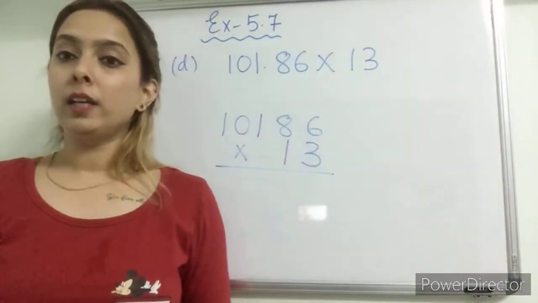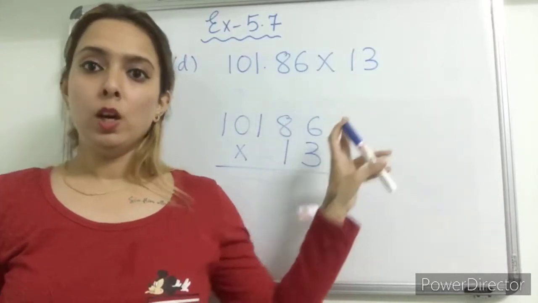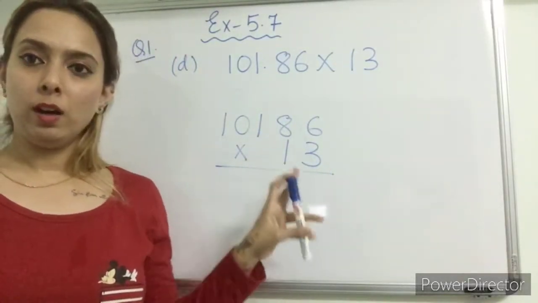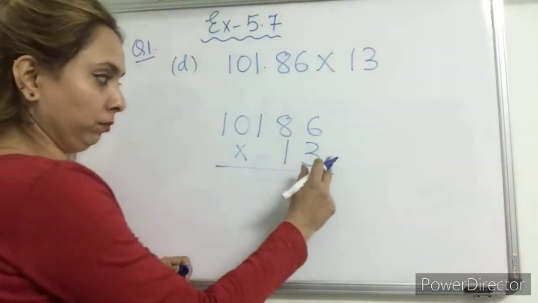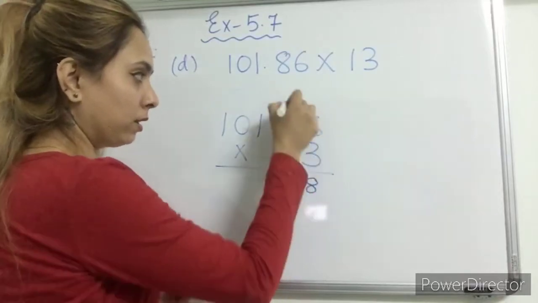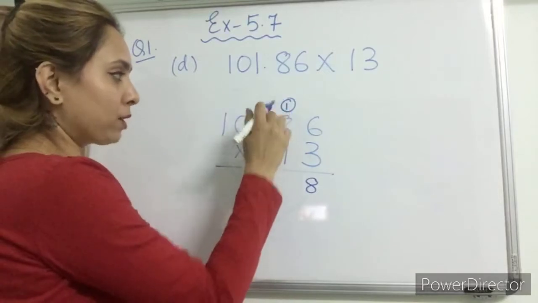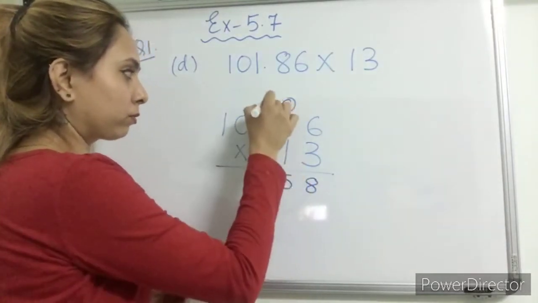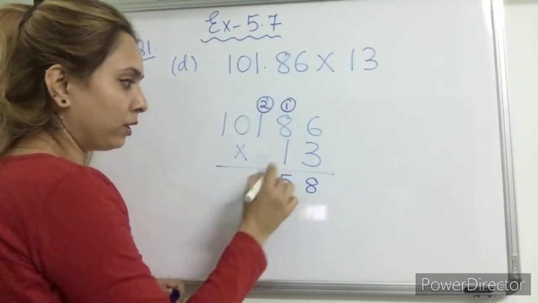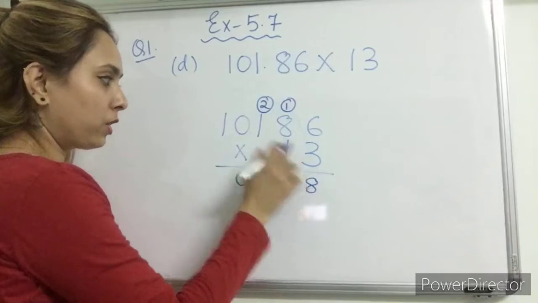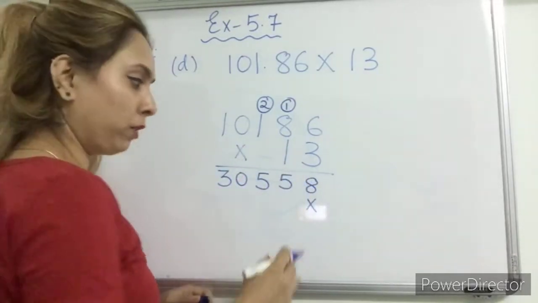The D part is 101.86 multiplied by 30. Again, multiplication of a decimal number by a whole number. I have removed the decimal, and I will multiply these two numbers normally. 3 6s are 18, 1 carry over. 3 8s are 24, 24 plus 1 is 25. 3 1s are 3 plus 2 is 5. 3 zeros are 0. 3 1s are 3. As we all know, we put a cross here.